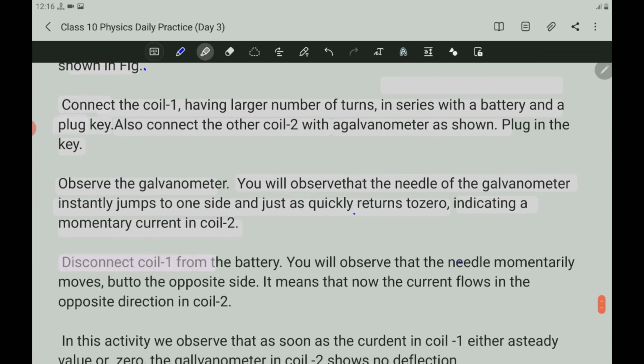Disconnect coil 1 from the battery. You will observe that the needle momentarily moves but to the opposite side. It means that now the current flows in the opposite direction in coil 2.